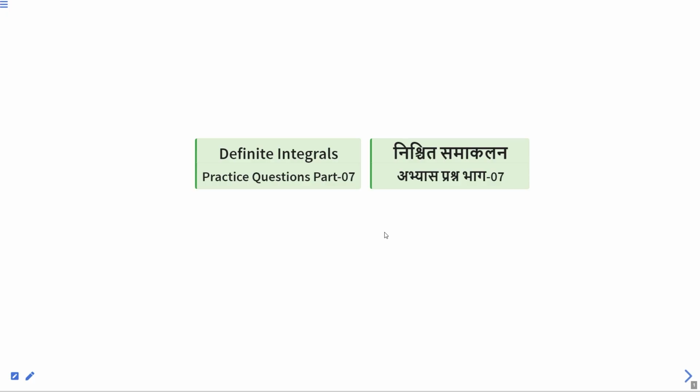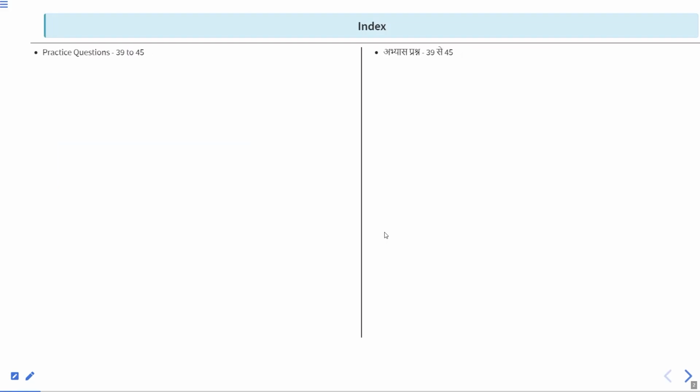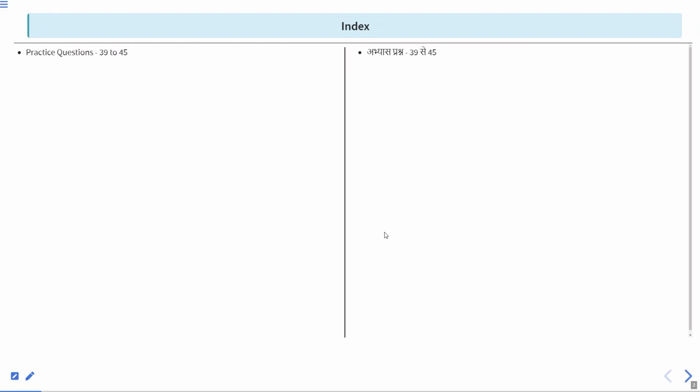In this lecture, we will practice some more questions based on definite integrals. In the last session, we had practiced till question number 38. So in this lecture, we will start from question number 39 and we will go till question number 45.